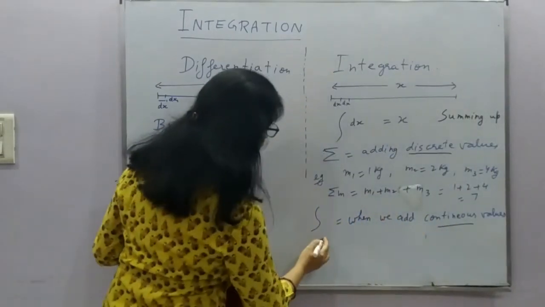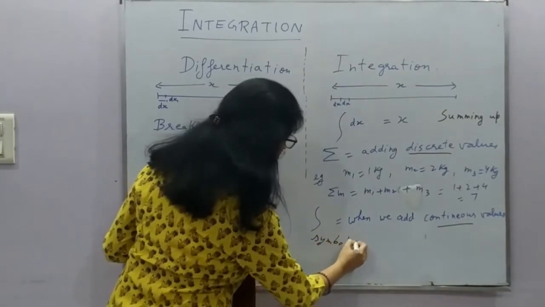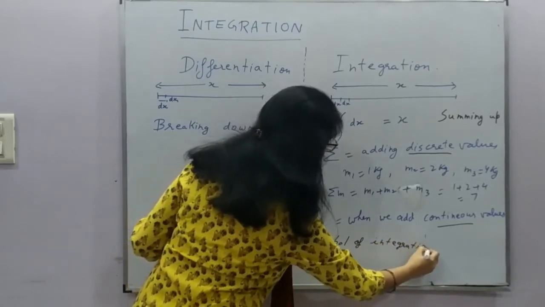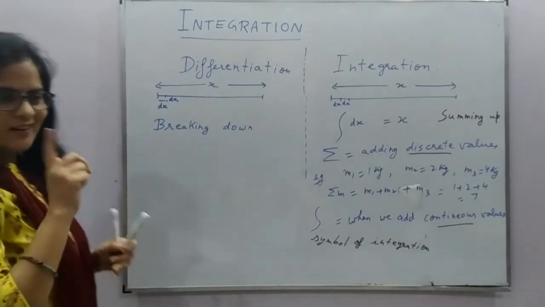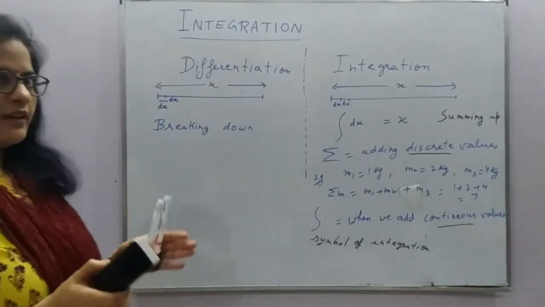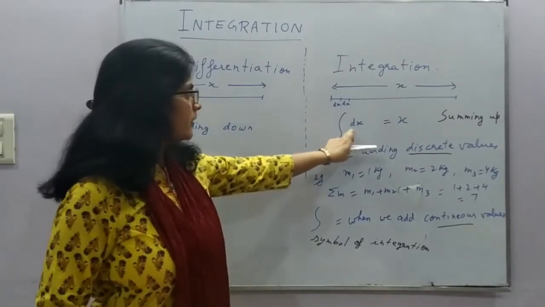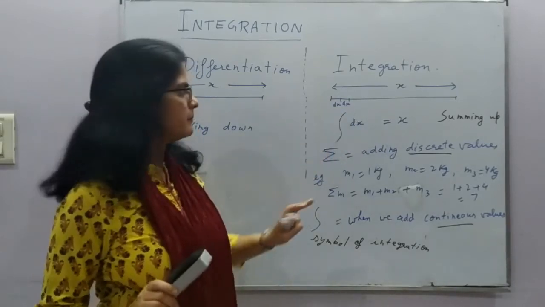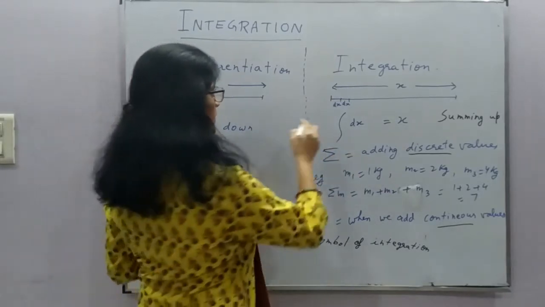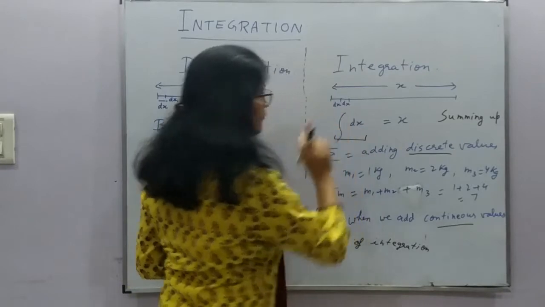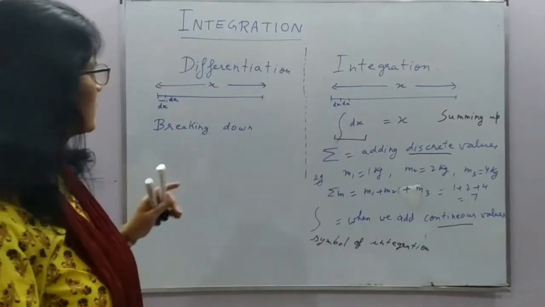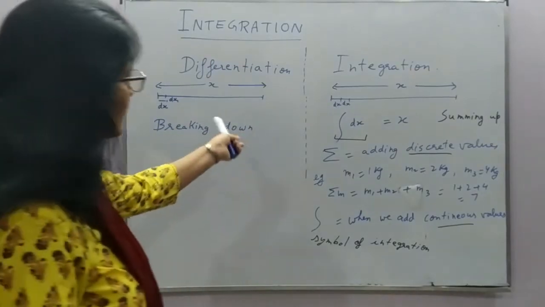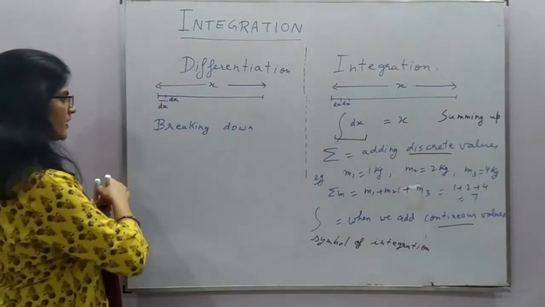So this is the symbol of integration. When we are integrating something, the smallest part of the quantity which we are integrating is used along with this integration symbol, and this whole expression is called the operation of integration. Now let's take the basic formula for discussing integration, and check how integration is related to differentiation.